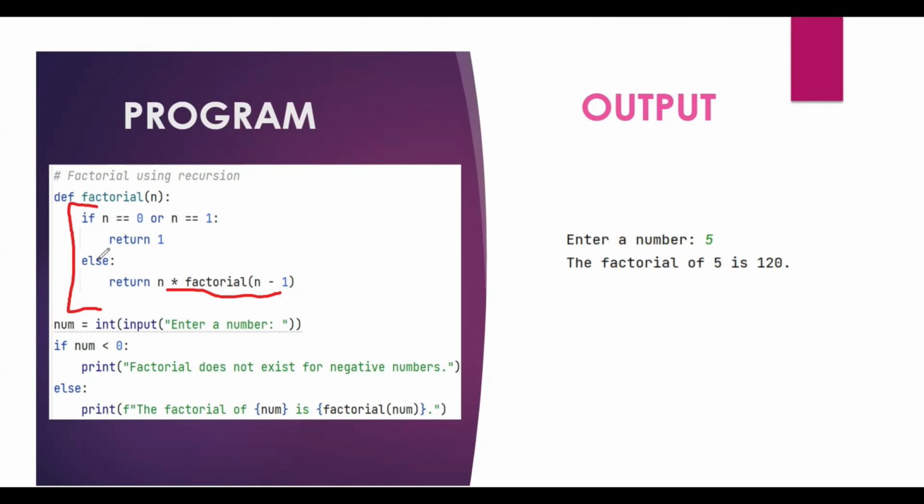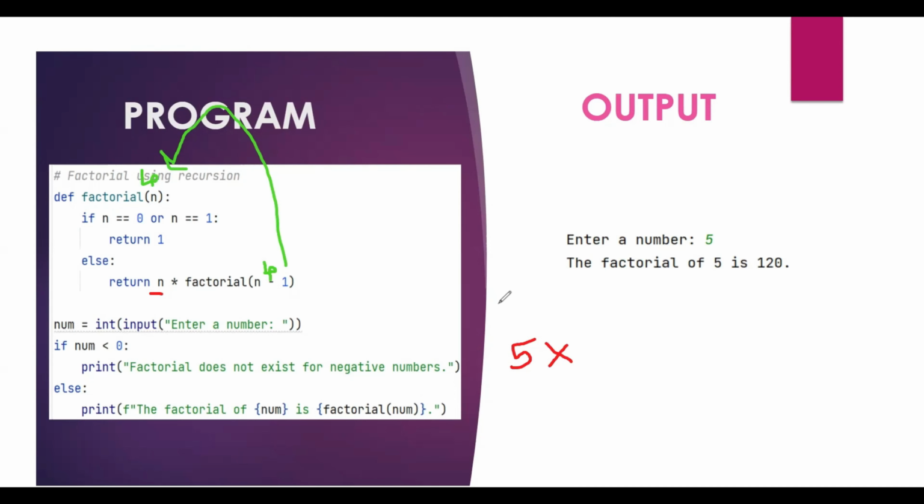So here I am returning n, which is 5, into factorial of n minus 1. Factorial of n minus 1 means 5 minus 1, which is now 4. So it goes up here, and now n is 4. We are checking if 4 equals 0 or 1. That's wrong, so going to the else block, I'm returning n into.